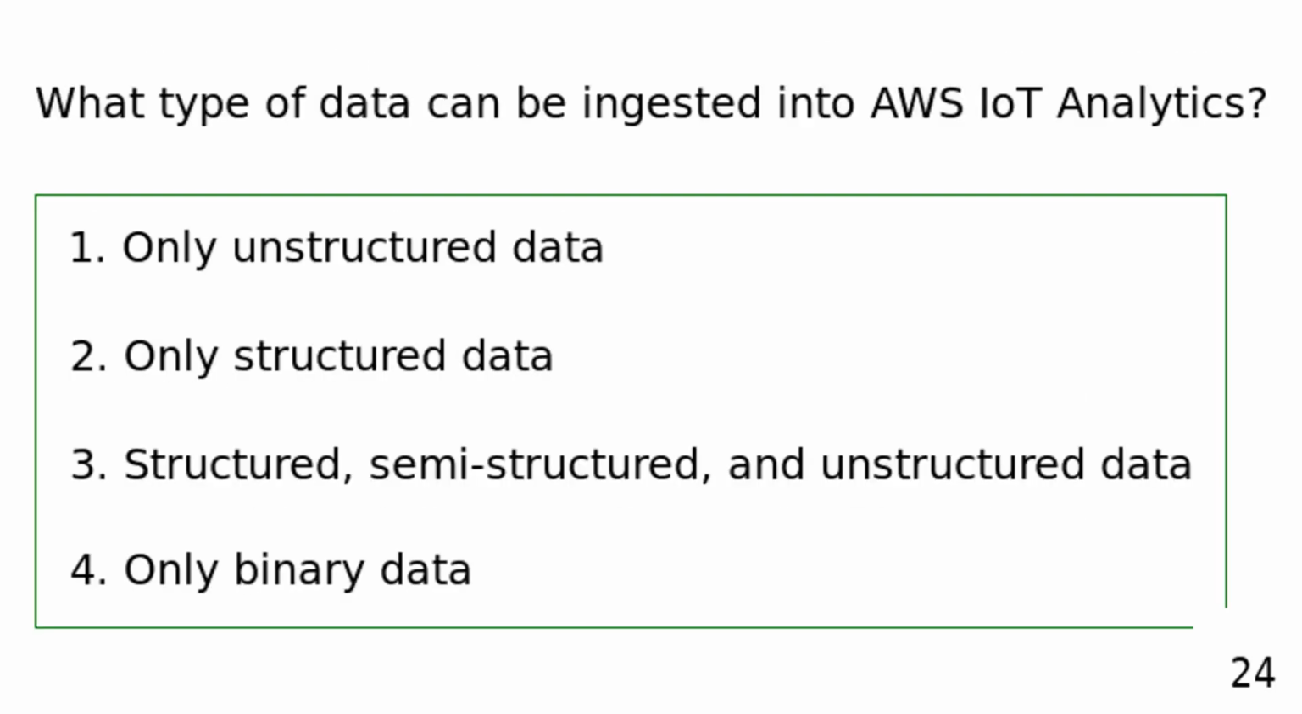What type of data can be ingested into AWS IoT Analytics? Only unstructured data. Only structured data. Structured, semi-structured, and unstructured data. Only binary data.